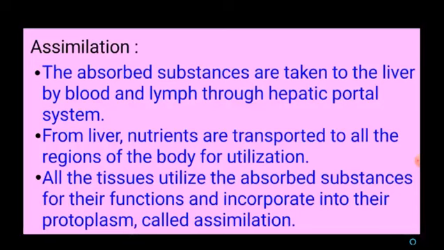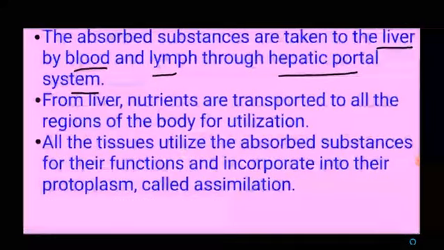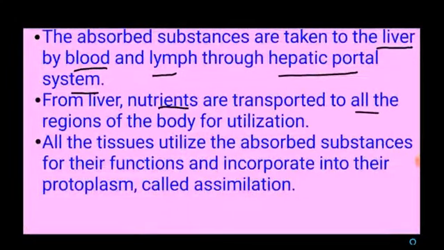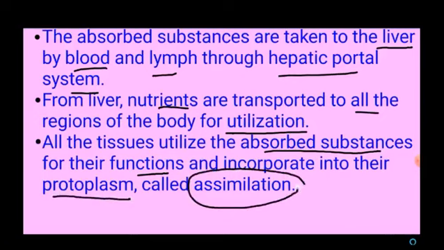Next we are going to see about assimilation. The absorbed food material won't be directly taken into different parts of the body. First, these absorbed substances are taken to the liver by the blood and lymph through hepatic portal system. From the liver, the nutrients are transported to all the regions of the body for utilization. When the nutrients reach the cells and tissues, they utilize the absorbed substances for their functions, and also incorporate the absorbed nutrients into their protoplasm. That process is called as assimilation.